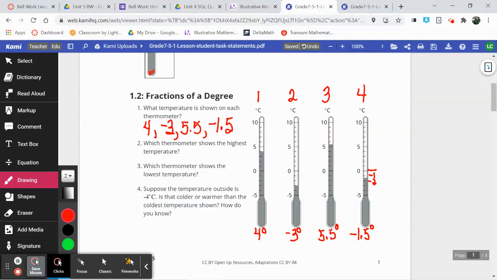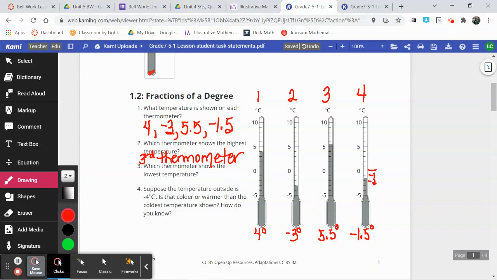All right. So the next question says, which thermometer shows the highest temperature? Remember, the highest temperature is going to be the one that's the most above 0. So what number is the most above 0? 4, -3, 5.5, or -1.5? Which thermometer has the highest number? The third one, right? It is the one that is the highest up. So that would be the third thermometer. We can also look at the numbers.